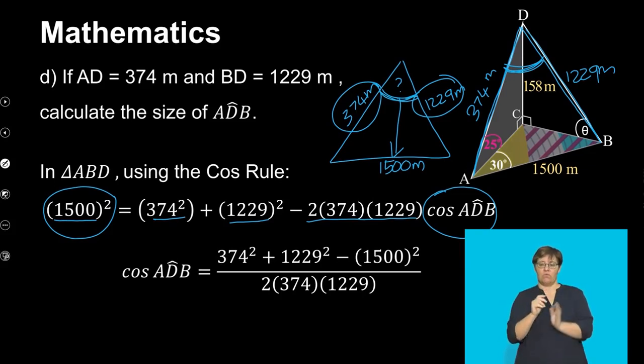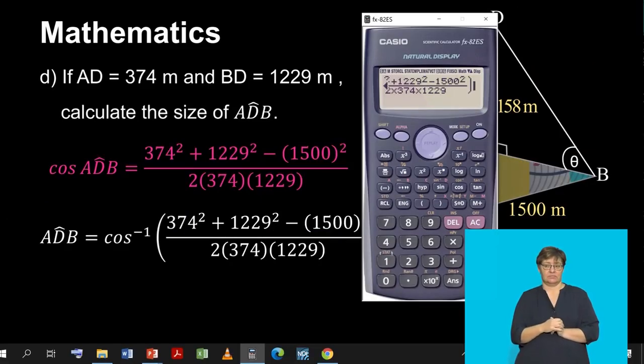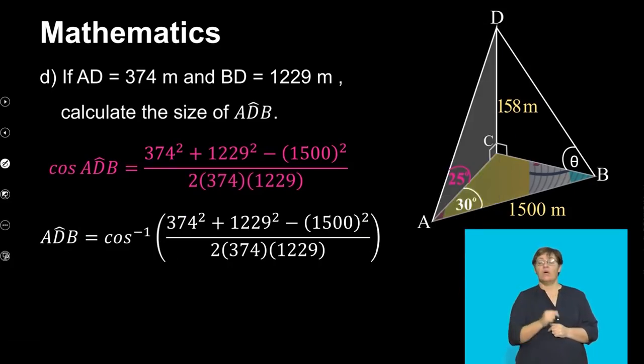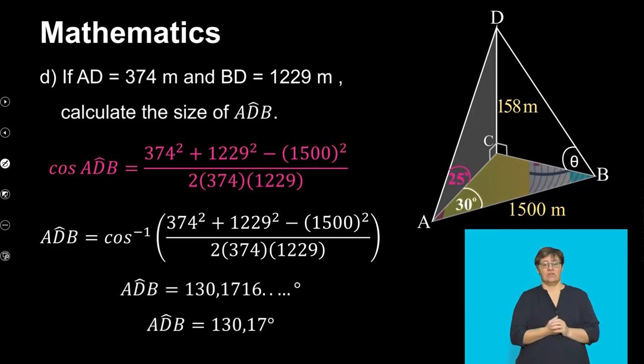Okay, and again, because we're finding the angle from cos, we need to put this into our calculator using shift cos. And so it gives us an angle of 130.7176. And remember, again, we've got to round this off. So we end up with ADB being roughly around 130.17 degrees.